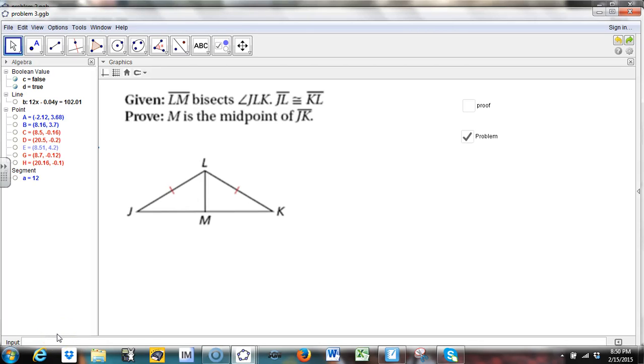Hey guys, here's proof number 3 from the test. We're given this picture here. We have this triangle with side JL congruent to LK, right? That's given to us here. That means that this is an isosceles triangle.